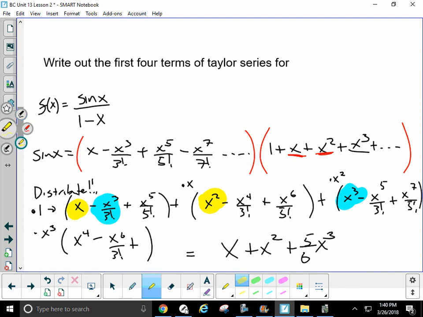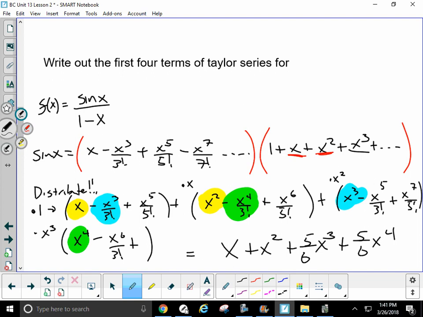Next would be my x to the 4th powers. What do I have of those? Well, I got one right here, and I have one right there. So x to the 4th over 3 factorial, that's x to the 4th over 6. I have an x to the 4th minus an x to the 4th over 6, and again, I get 5/6 x to the 4th. And those are my first 4 terms. It's kind of how these need to be done. They're fairly tricky, but just keep track of your foiling and you'll be okay.